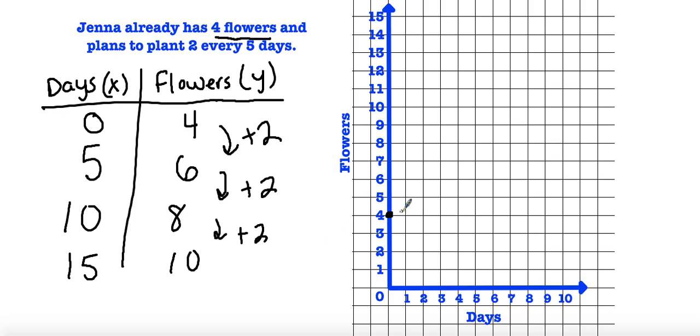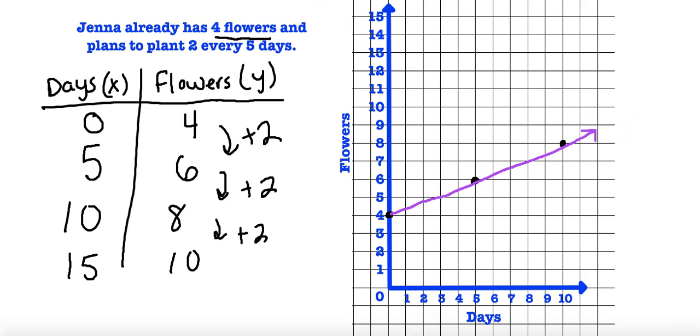So here I have our start value, and then my next point is going to be 5, 6, because after 5 days, she will have 6 plants, because she planted 2 more and she started off with 4. And then after 10 days, she'll have a total of 8 plants. And I'm going to try my best to draw a straight line here and draw an arrow at the end.